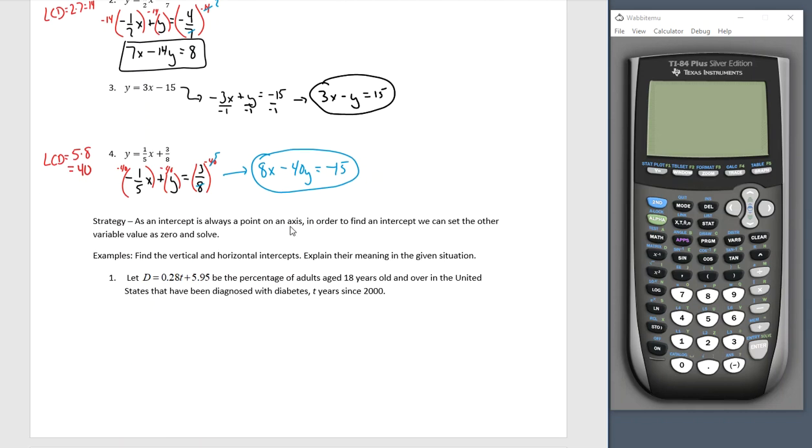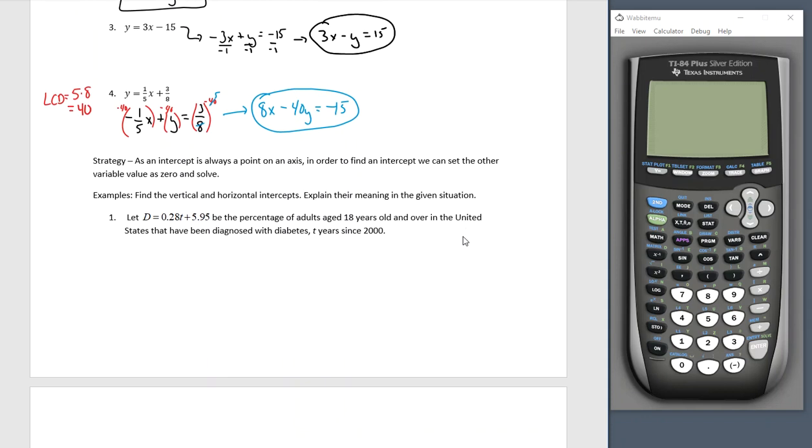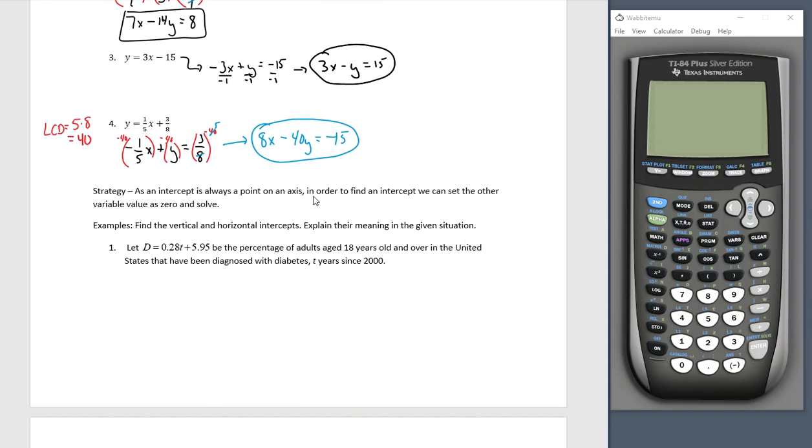All right, so intercepts. Intercepts are always a point on an axis. In order to find an intercept, we set the other variable value as 0 and solve. Wait, what does that even mean? Let's see if we can insert a little line here.